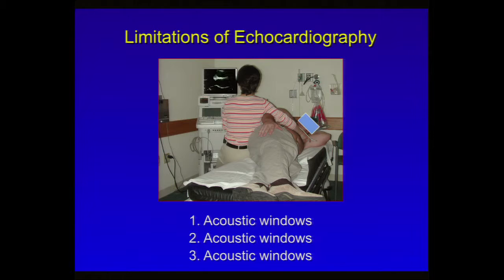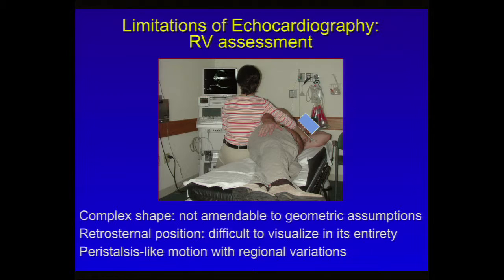So it's hard to see the right ventricle, because the right ventricle has that complex shape that I discussed earlier. It's not amenable to geometric assumptions. In other words, if you only see part of the right ventricle, you cannot extrapolate to other parts of the chamber. The right ventricle lies right under the sternum, which makes it particularly difficult to visualize in its entirety, especially in patients who have undergone prior cardiac surgery and have scars and devices in the heart.